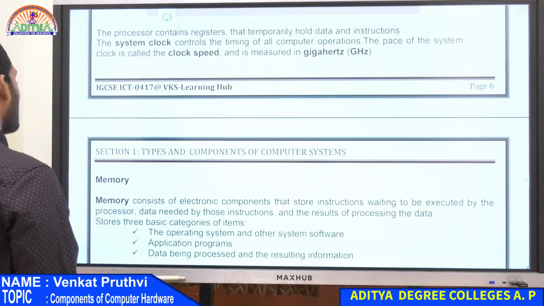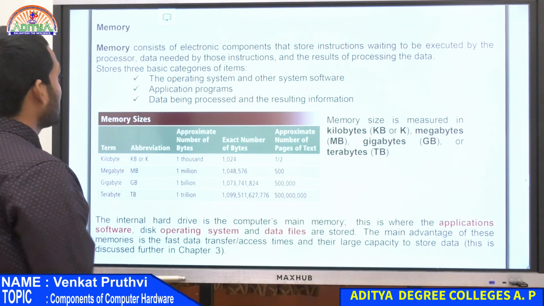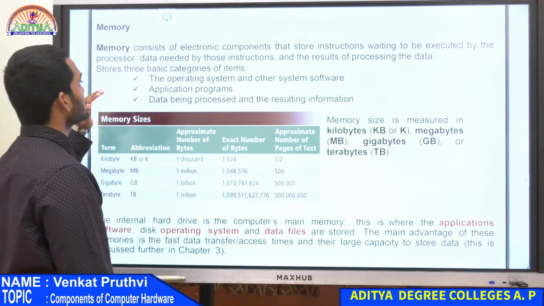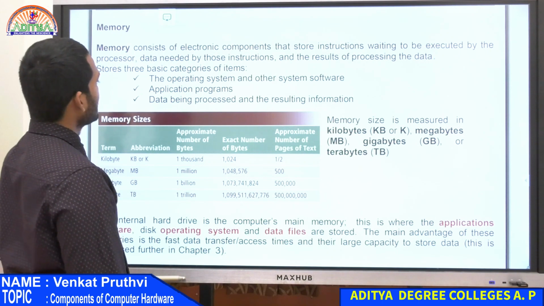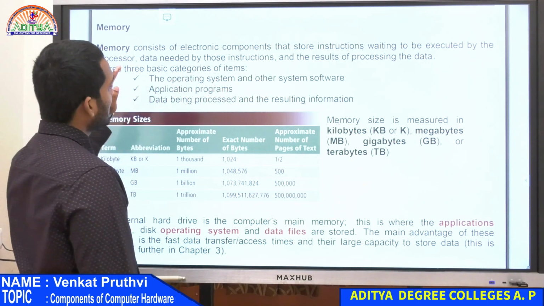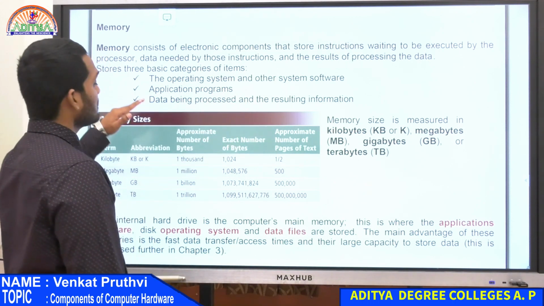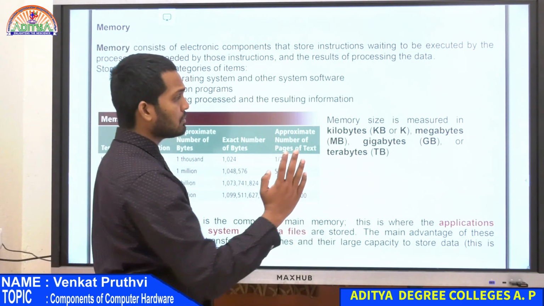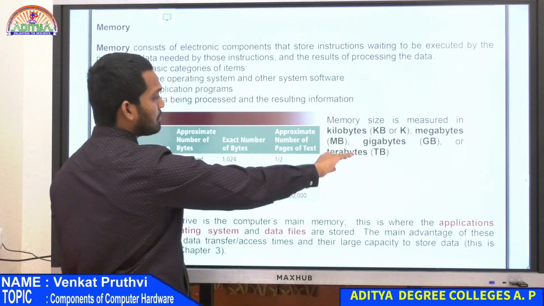So then the next thing we have is memory. We all know what memory is. Memory consists of electronic components and stores instructions waiting to be executed by the processor, data needed by those instructions, and the results of processing the data. It stores 3 basic categories of items. The first is the operating system and other system software, then application programs, then data being processed and the resulting information. So these are the 3 main things that the memory unit has, and memory is generally measured in kilobytes KB or K, megabytes MB, gigabytes GB, or terabytes TB.